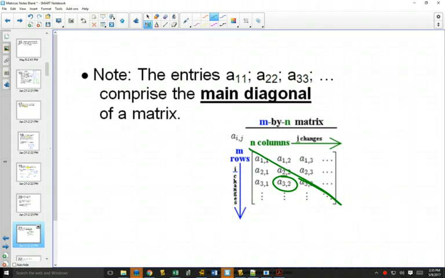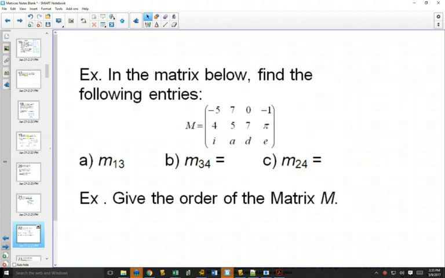This is the main diagonal of the matrix. Okay. So there you go. Find M13, M34, and M24. And then say what the order of that matrix is. You can have a comma or you don't have to.